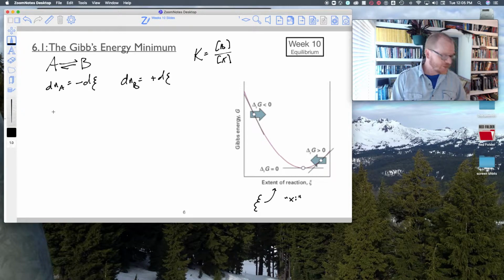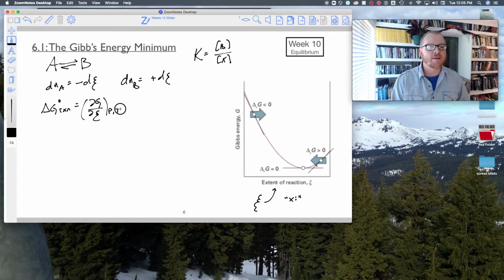Now if we establish this situation, I can write the standard Gibbs free energy of the reaction, ΔG, as equal to the partial of G by the partial of ξ, all at constant P and T. And we don't hold the moles constant, because the moles change. That's what makes it a chemical reaction.